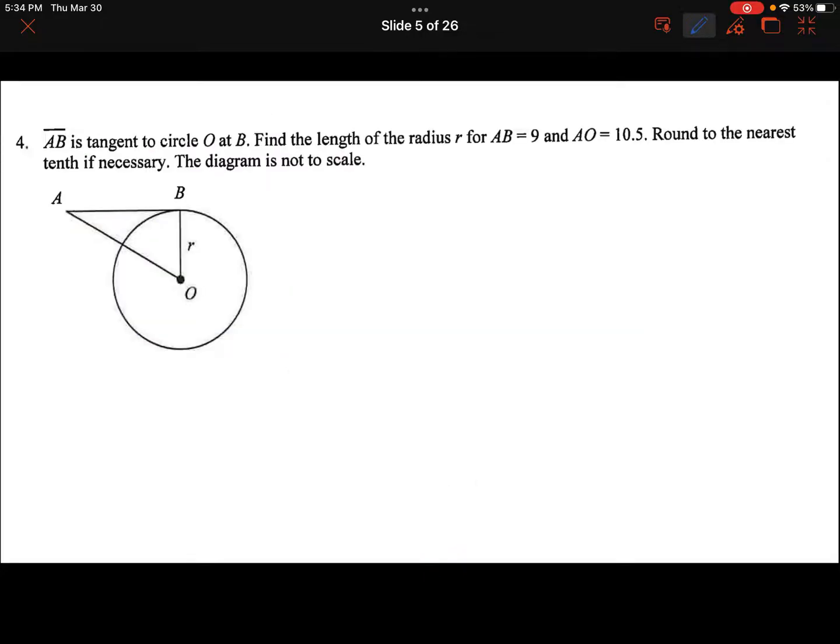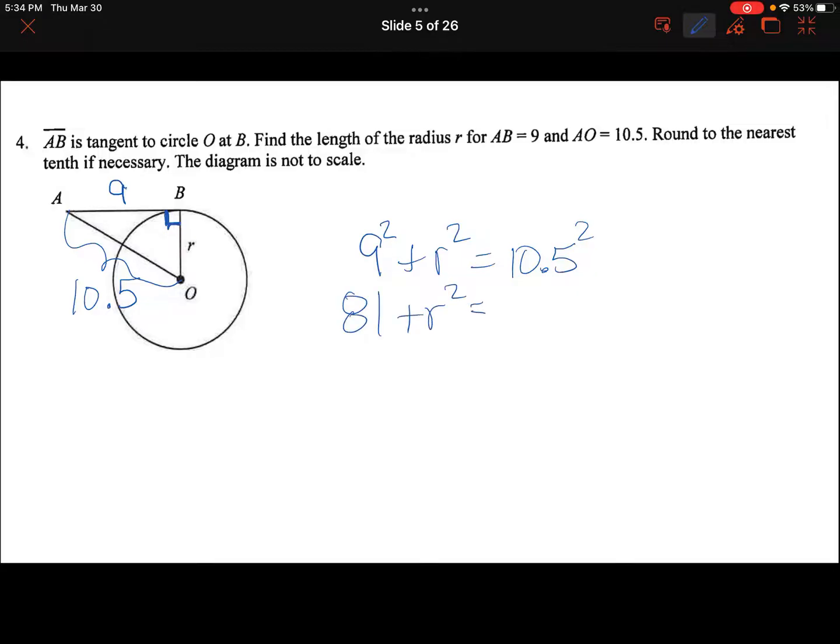On 4, it says that AB is tangent at B. So again, we have a right angle here. It says to find the length of the radius for AB equals 9. So label AB 9. And for AO, which is the entire hypotenuse, being 10.5. So this is simply a Pythagorean theorem problem. So I have 9 squared plus r squared equals 10.5 squared, and I'm doing the math here. I already know that 9 squared is 81. I hope you do too. On my calculator, I'm doing 10.5 squared. 10.5 squared is 110.25.